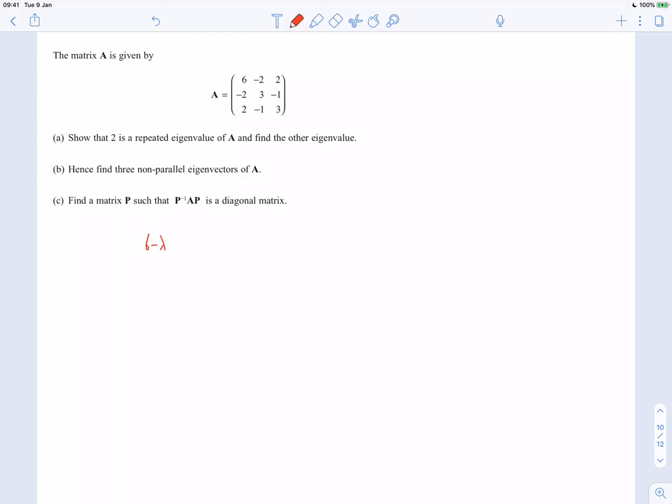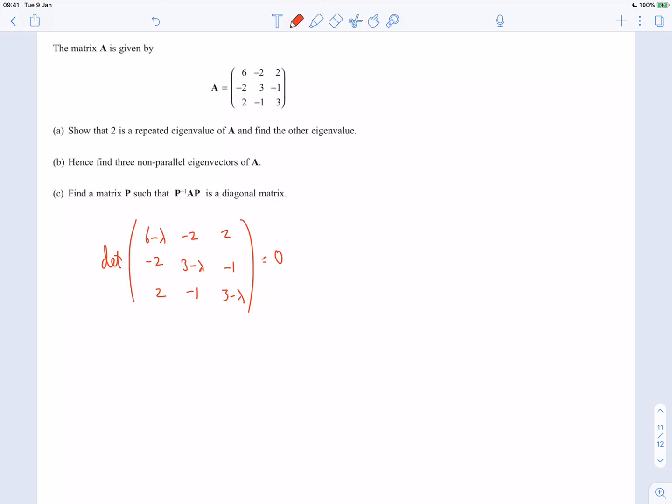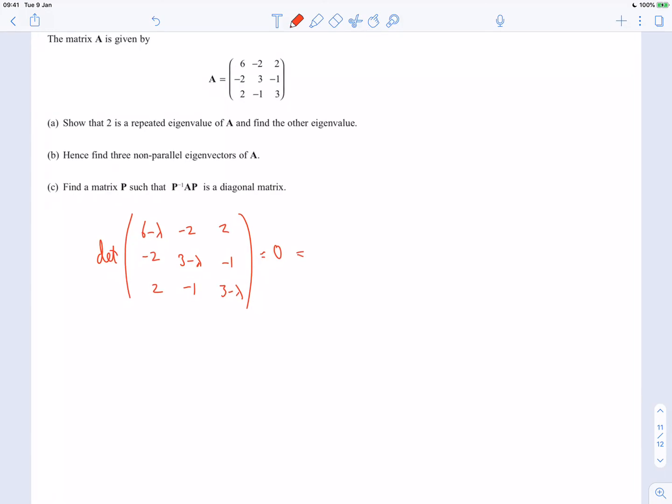Remember, I need to take lambda away from the diagonal. So 3 minus lambda, 3 minus lambda, and then this is a minus 2, 2, minus 1, 2, minus 2. I'm going to take the determinant of this and set it equal to 0 to find the characteristic equation. So this is going to be 6 minus lambda, lots of, 3 minus lambda all squared, minus 1 times minus 1, which is a 1.